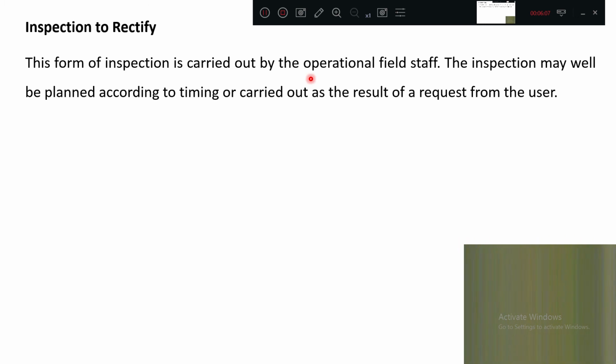This type is carried out by the operational field staff. Operational field staff will be doing this one. The inspection may well be planned according to the timing or carried out as the result of a request from the user. Means what? The user finds difficulty, he will tell operational field staff, and operational field staff will inspect to rectify that one.